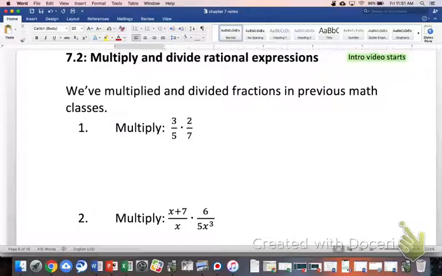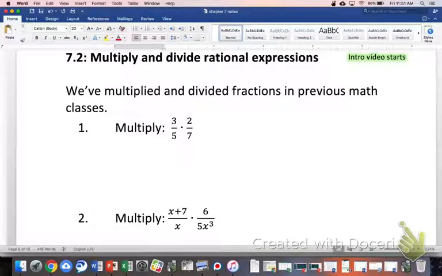This is the intro video for Algebra 1, Section 7.2, and we're going to be multiplying and dividing rational expressions. Maybe it's good to know that we've actually done this in the past. We haven't done it with variables before, but even back in elementary school and middle school, you've been doing things like this. So we're going to start off by doing a problem like something you've probably done in your past, and that's number one.